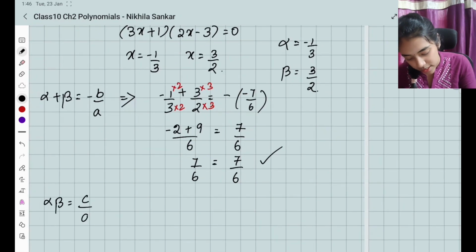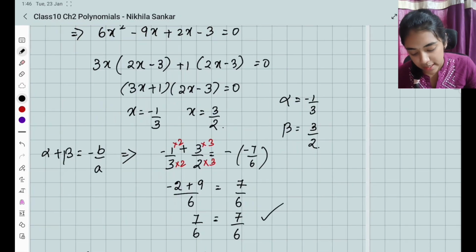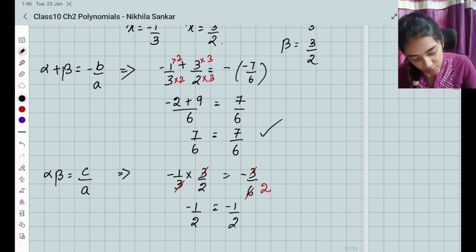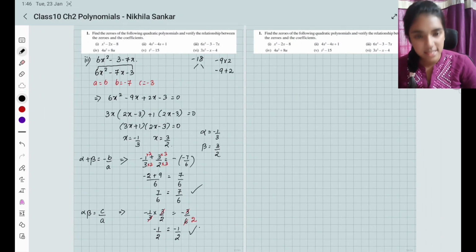Alpha beta equals C divided by A. So from this we have alpha beta na minus 1 by 3 into 3 by 2 equals C by A. C by A na minus 3 divided by 6. So we have minus 3 divided by 6. So here I can cancel the 3 and the 3. Ingyo I can cancel. So what will I be left with? I have minus 1 by 2 equals minus 1 by 2. Okay, hence verified. Hence the relationship between the coefficients and the zeros are verified.